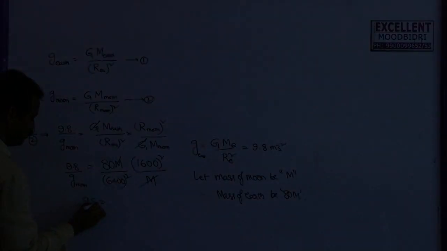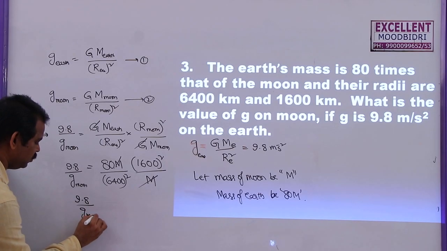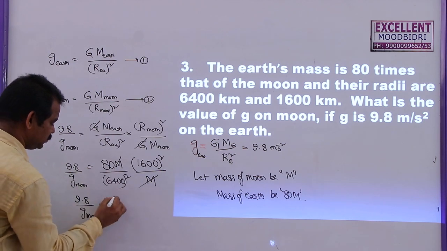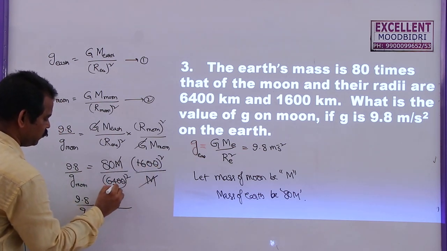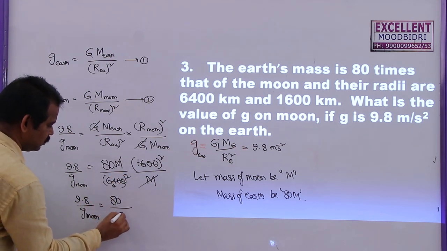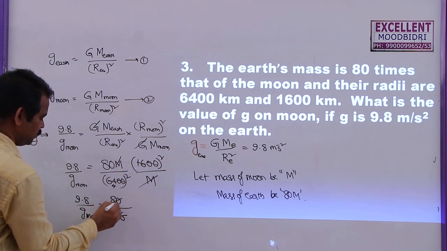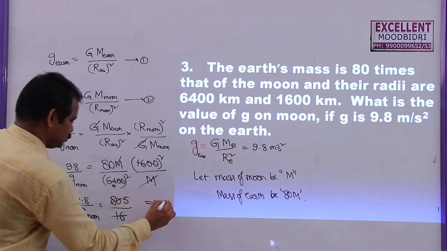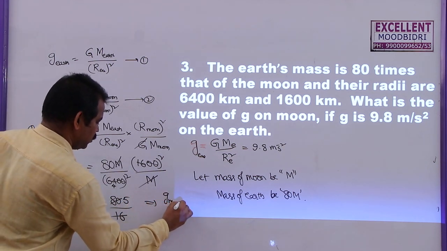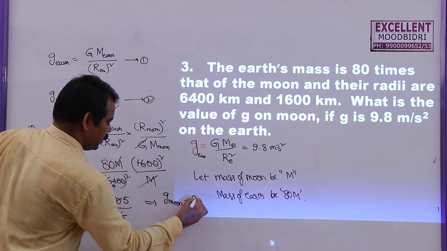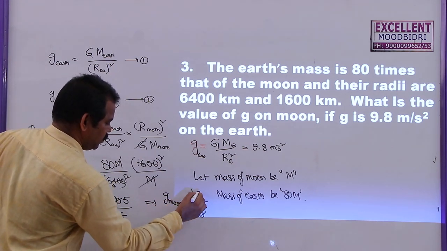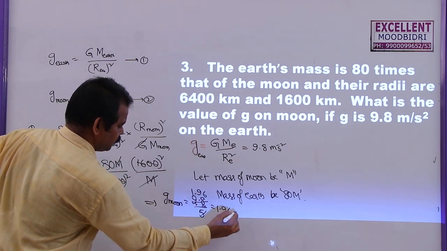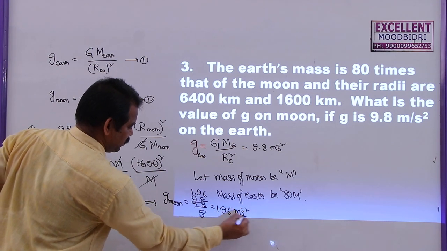This will be 9. g moon is given by, here this is 80. You can cancel this 0 and 0, 16 ones and 16 fours. 4 fours are 16. So this is by 16. 16 ones and 16 fives. So what is small g on the moon? Small g on the moon is given by 9.8 by 5. 5 ones are 5, 48, 5 nines 45, 36. So the answer is 1.96 meter per second square.